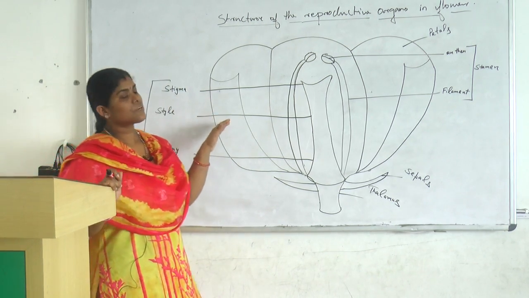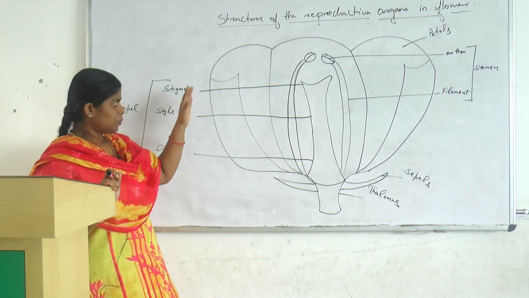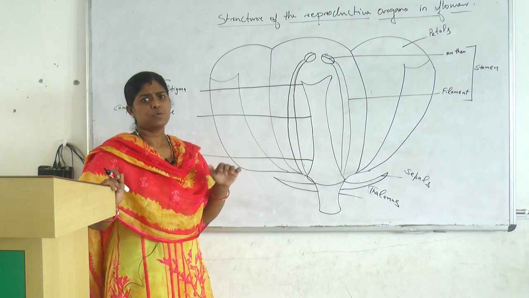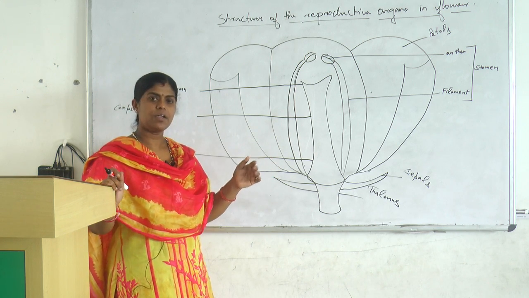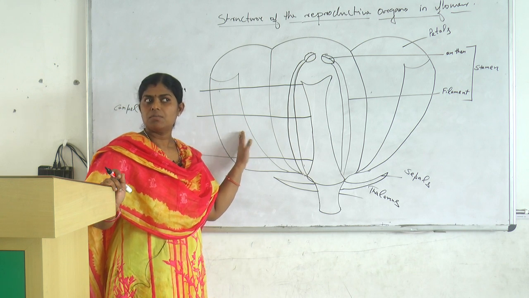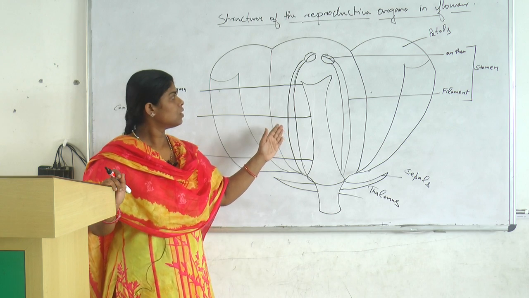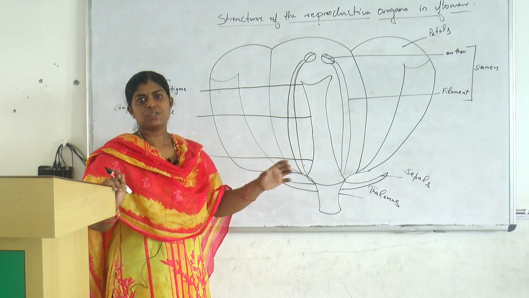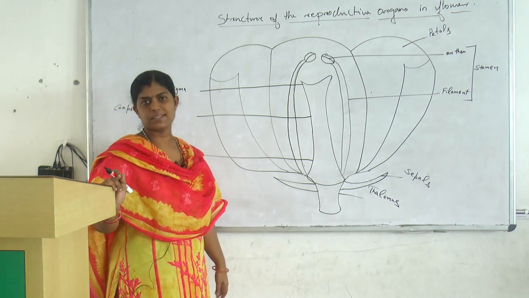Before going to the structure of the reproductive organs of the flower, we have to know the basic structure of a bisexual flower. What do you mean by bisexual? Hope you know that, because there are two types of flowers: bisexual flower and unisexual flower. Bi means two, which means within one flower it has got two reproductive organs, male and female, in the same flower. That kind of flower is known as a bisexual flower.